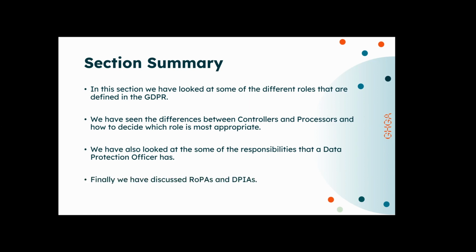And finally, we looked briefly at ROPAs and DPIAs. So ROPA, record of processing activity. If you're a data processor or a data controller, you should be recording the data processing that you're doing and why, and the data subjects that are impacted by your processing.